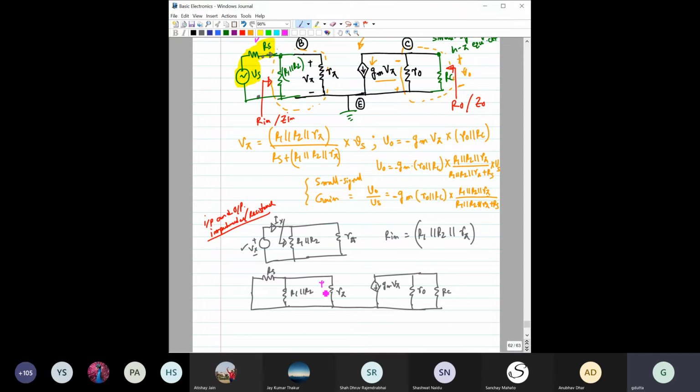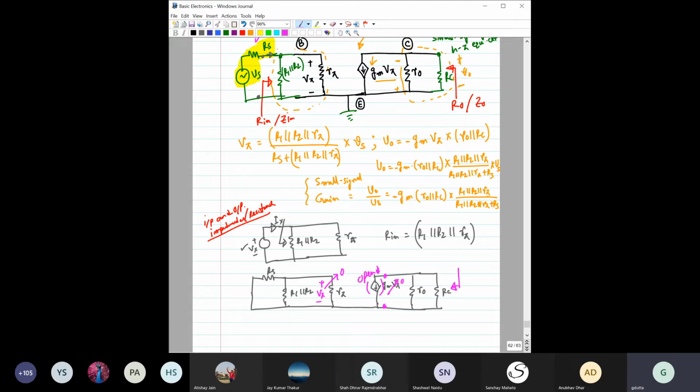If this voltage is 0, then V pi is also 0. If this V pi is 0, then this is also 0. No current. That means it is again open circuit, right? This current source is open, right? So that means you can just remove this part from here, right?